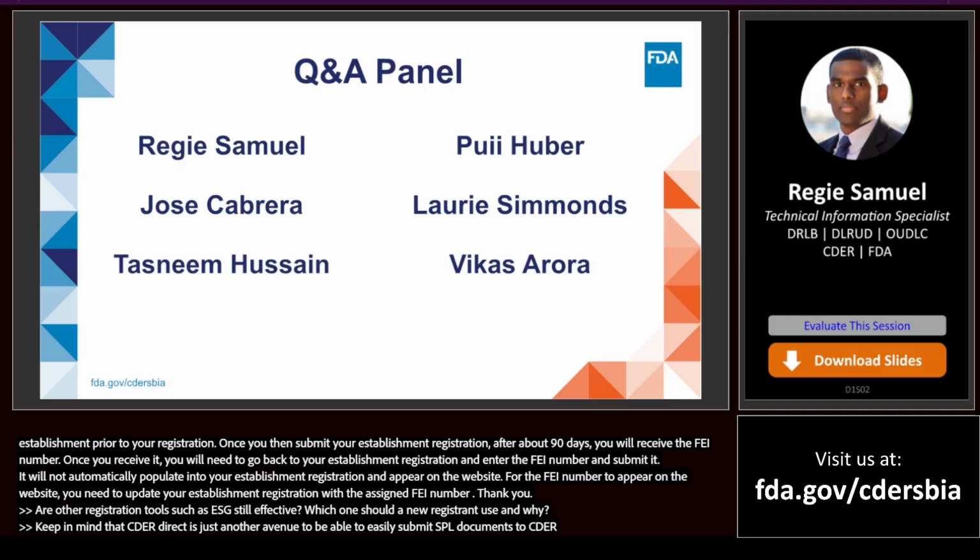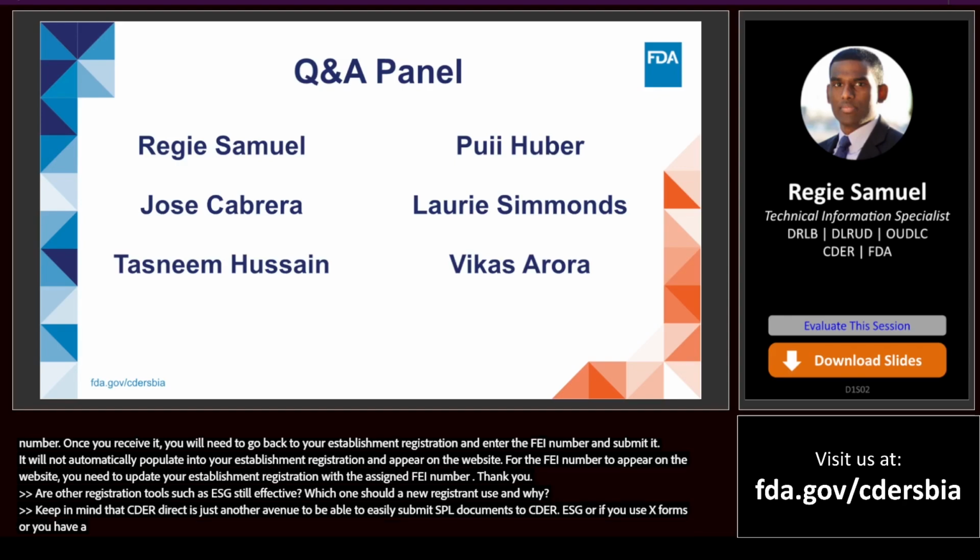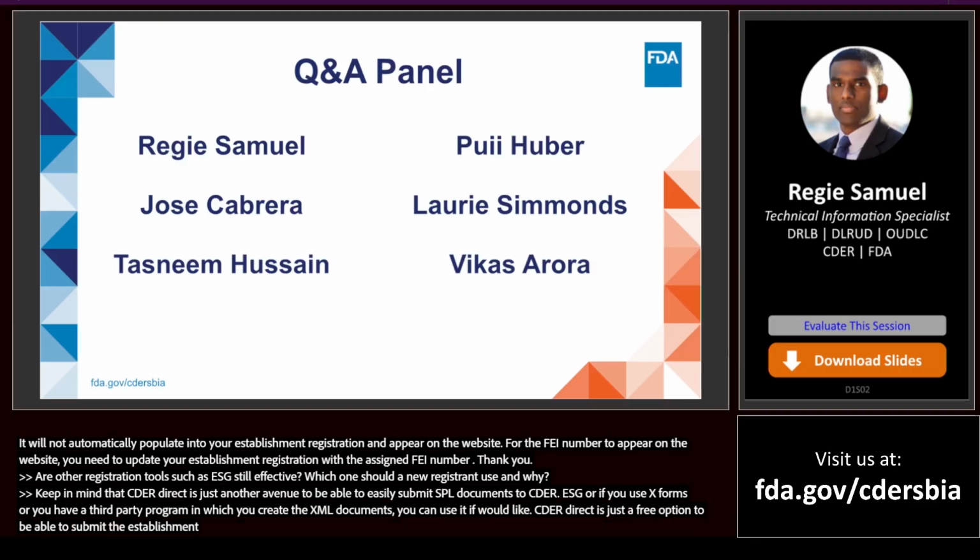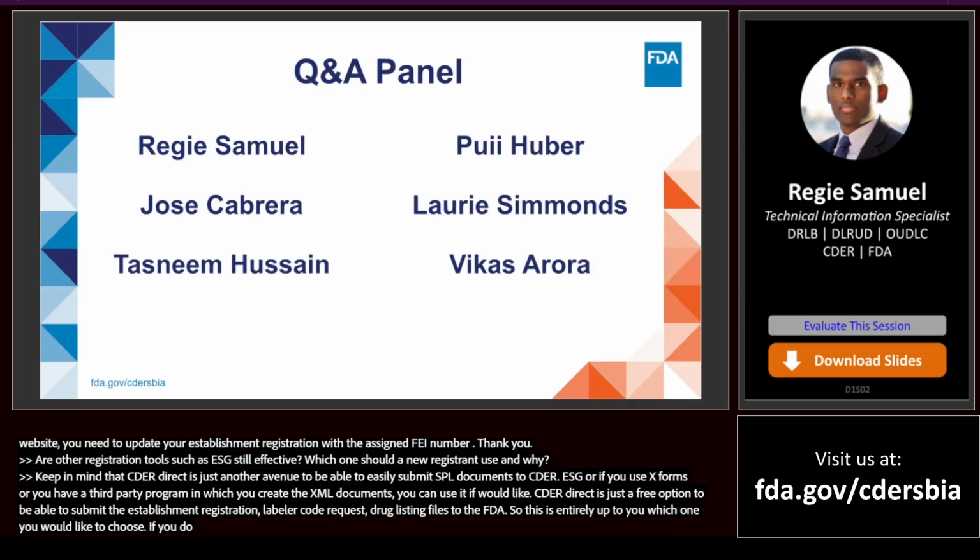ESG, or if you used XForms, or if you have a third-party program in which you create the XML documents, you can continue to use those if you'd like. CDER Direct is just another way, a free option for you to be able to submit establishment registration, labeler code requests, and drug listing files to the FDA. So it's entirely up to you which one you would like to choose. If you do choose CDER Direct, you can do that without having to use the other tools for these specific SPL document types.